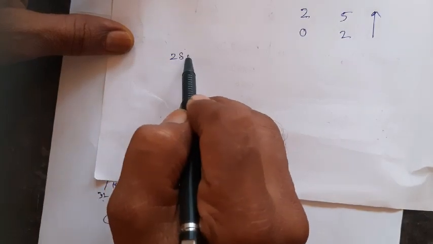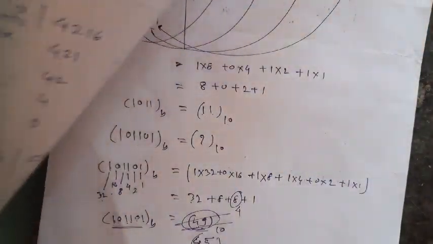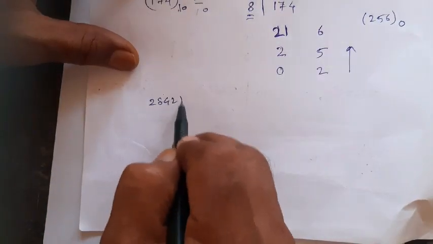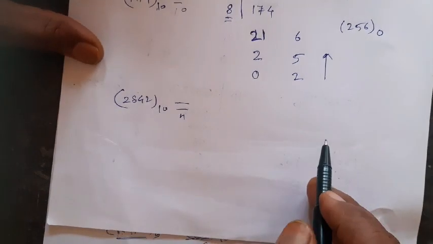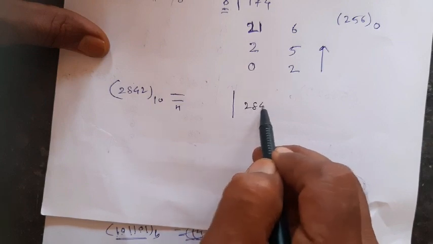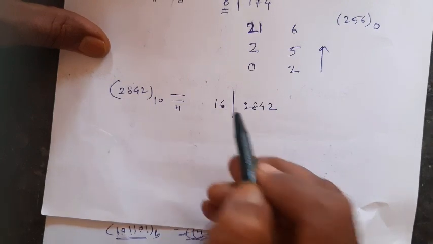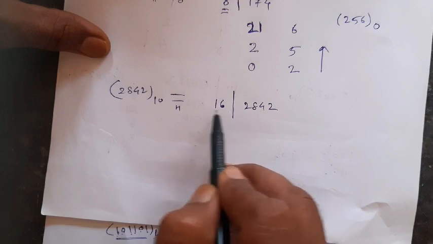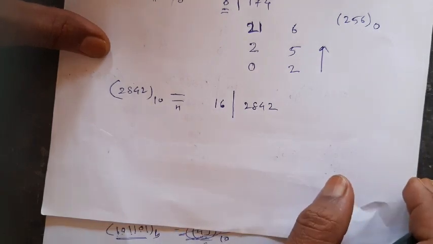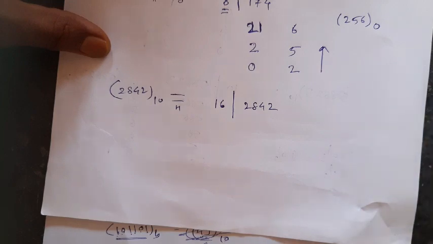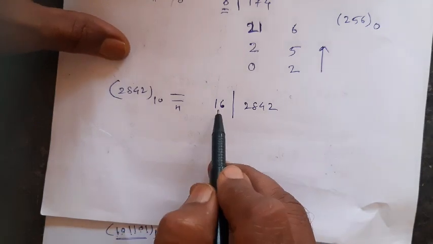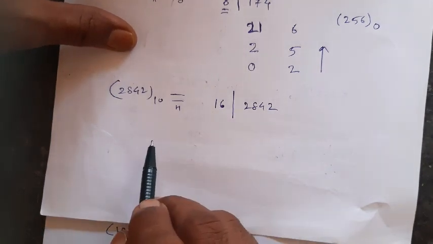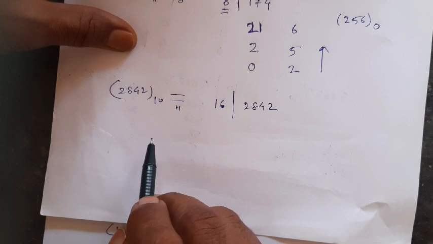One minute again, 2842, correct. I will write 2842, which is in the decimal number system, and we will have to convert it into the hexadecimal number system. Therefore I will begin with 2842 divided by 16. Remember that here I have written 16, not 10, which is the base of the hexadecimal number system, because the calculation is to be done in the decimal number system, and hence I have considered 16, correct. Now with the help of the table of 16 we will have to proceed.